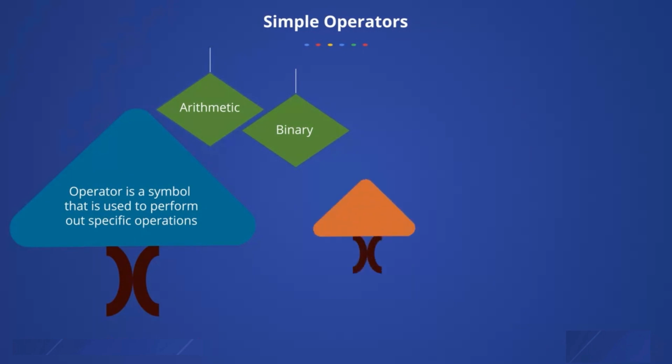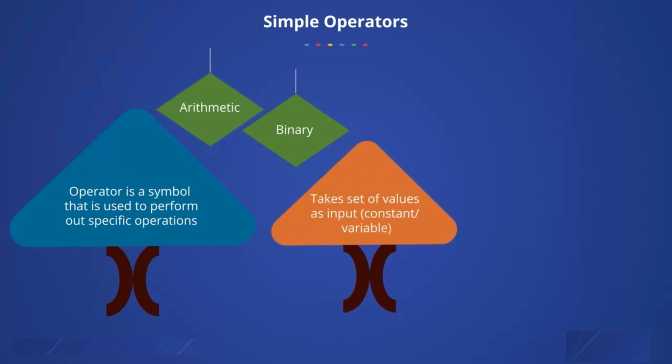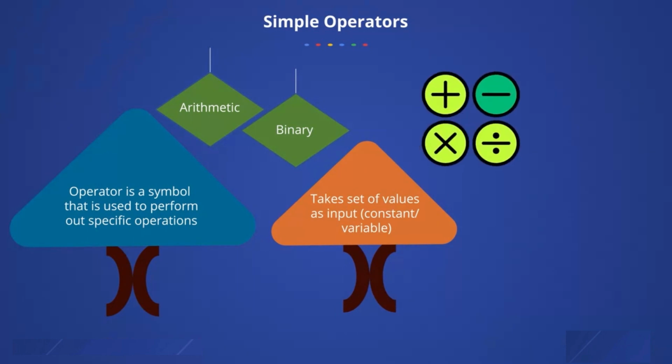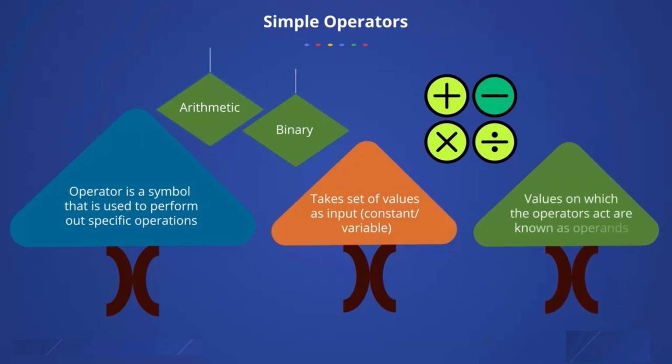And for doing some operation, it takes a set of values as inputs. Those values could be constants or variables, so either of them it could be. This is called operands. That means an operator is nothing but something which acts on certain operands, and those operands are your constants or variables.